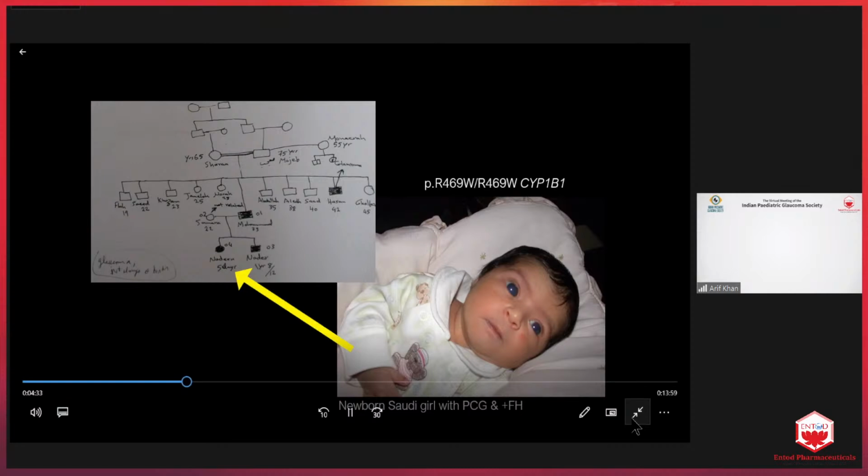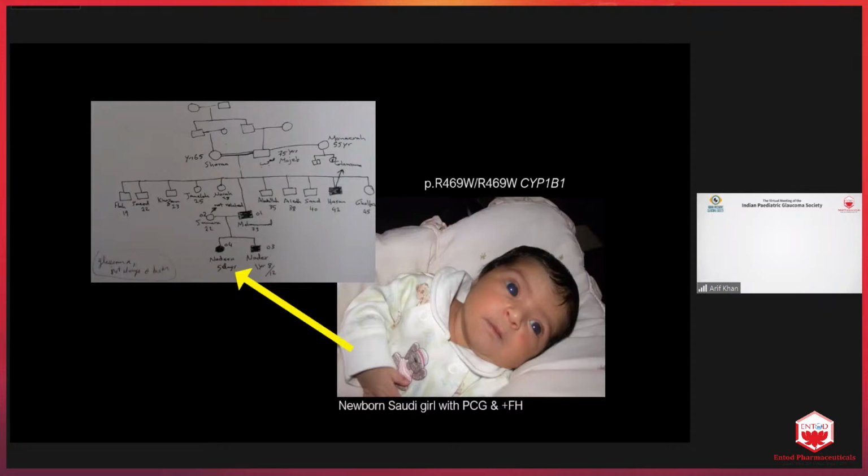Importantly, when we go on to test other family members, we find that some of them are homozygous for this variant, even though they didn't have congenital glaucoma. They later go on to develop glaucoma. This is an important service for the family known as Cascade Testing.